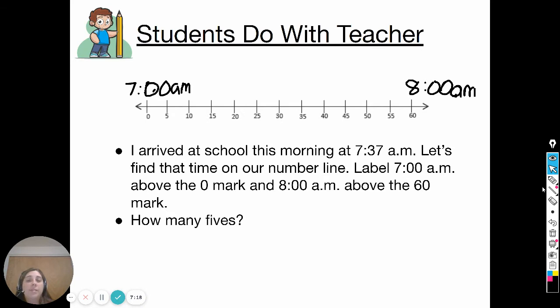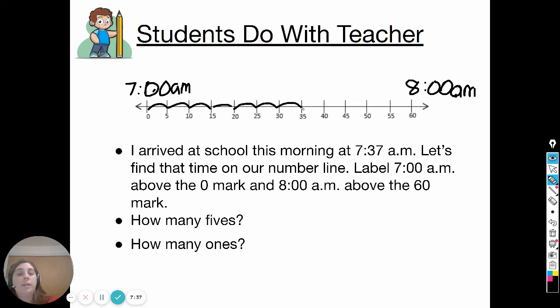How many 5s do we have to count by? So we need to get to 7:37. So let's count by 5s. 5, 10, 15, 20, 25, 30, 35. We're going to stop there because if we get to 40, we've gone too far. We'll have passed 37. So now let's make our tick marks. And we always need 4 tick marks in between because the 5th tick mark is already there. That's the 40.